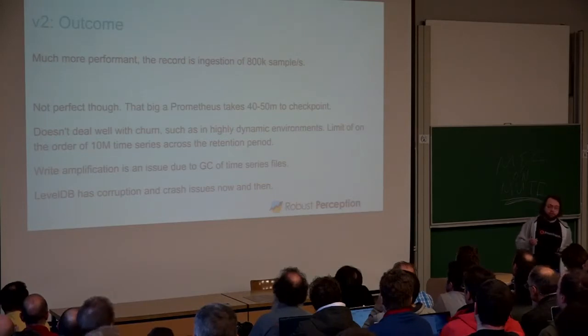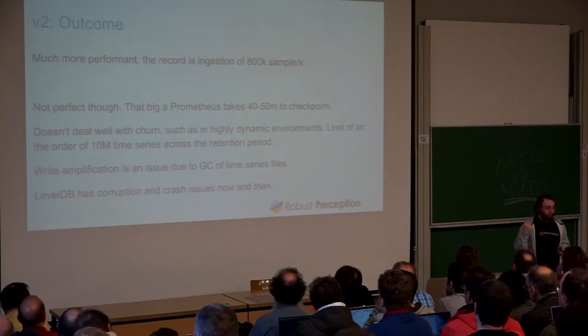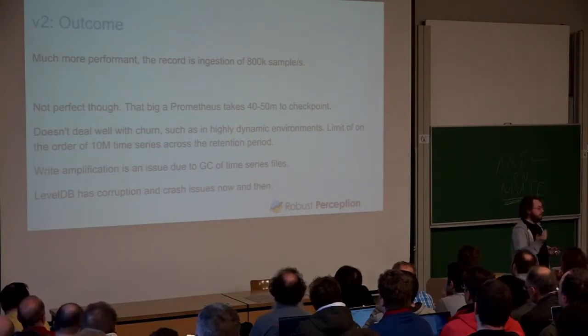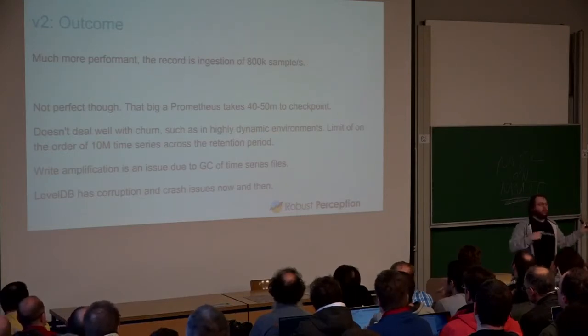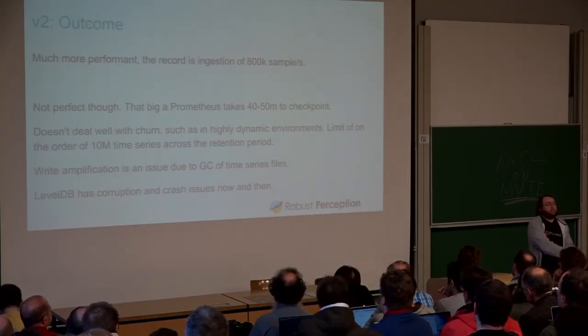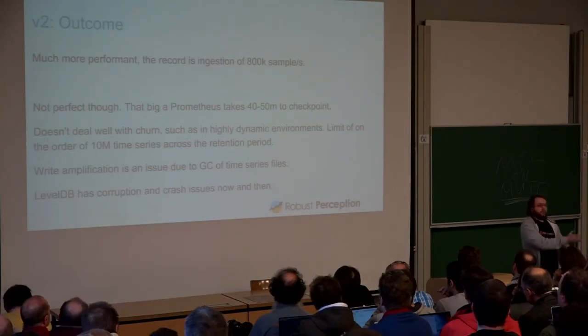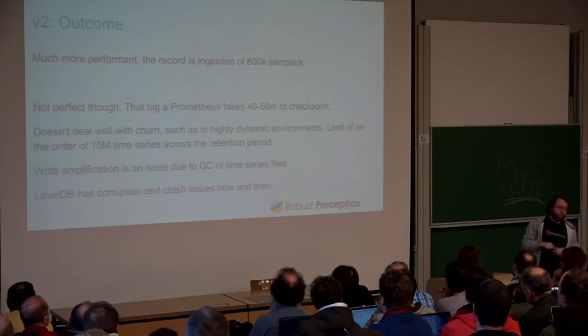But it wasn't perfect. Because if you want a Prometheus that big, it's not what you would describe as healthy. It takes 40 to 50 minutes to checkpoint the data, and previously in V1 it was taking 15 minutes. So this is even more data loss potentially. Now, this was all fine back when we were at 50,000 samples per second, where your checkpoint was still taking 30 seconds. But as it gets larger and larger, that became a bit of a problem.